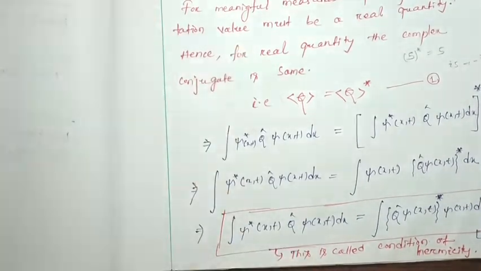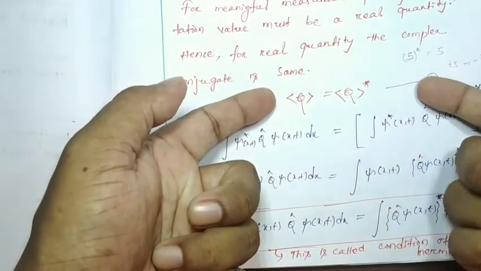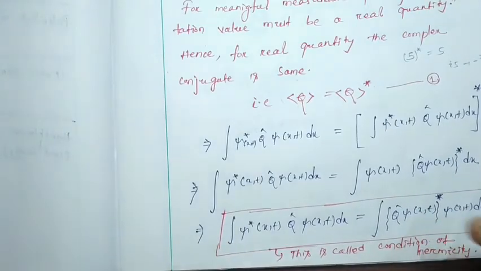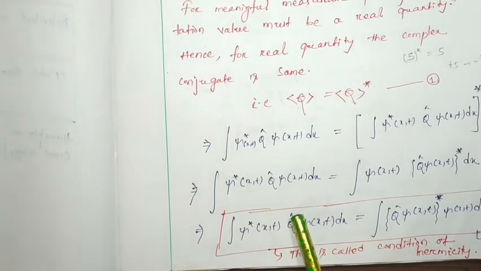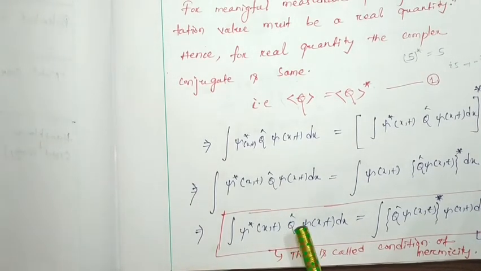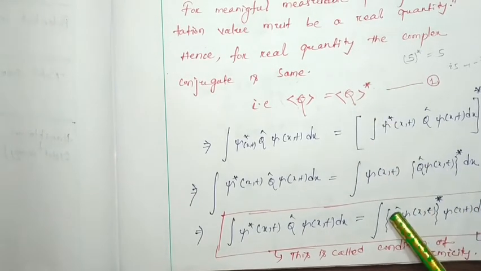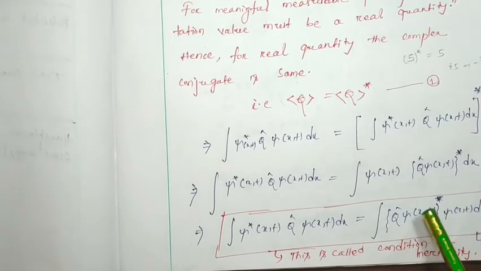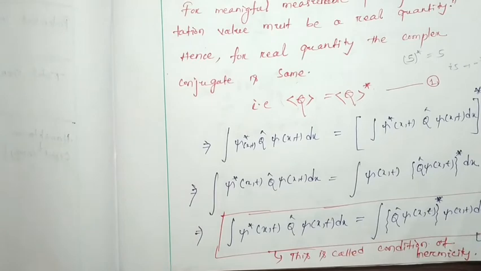So if somewhere we find this equation or this equation, that means at that position the Q cap operator will be called a Hermitian operator. Or we can say any operator which obeys this condition and this condition is a Hermitian operator.